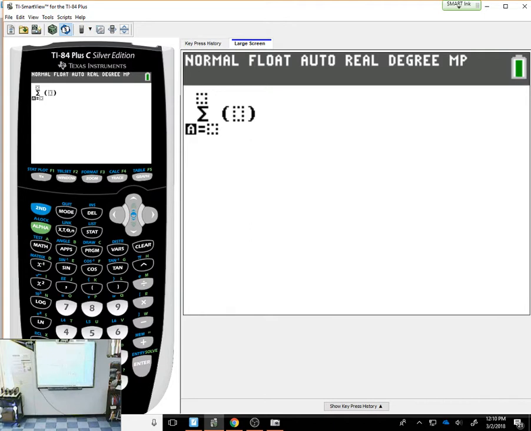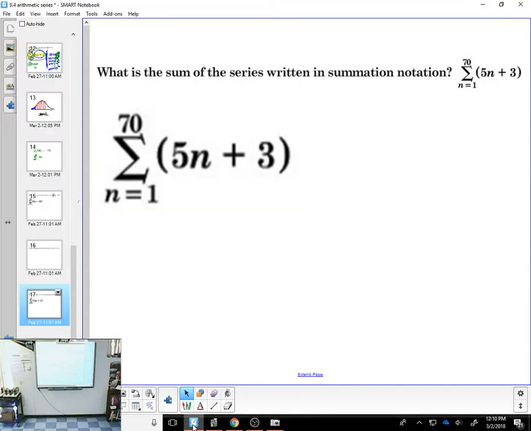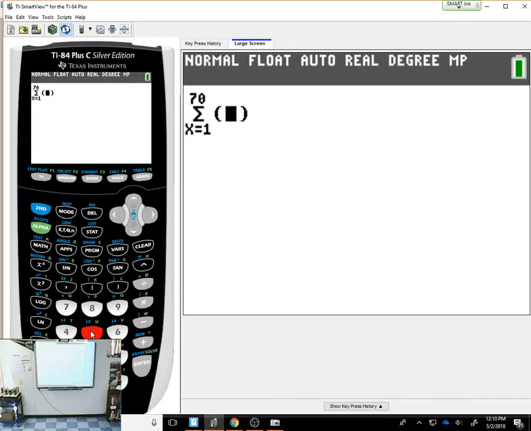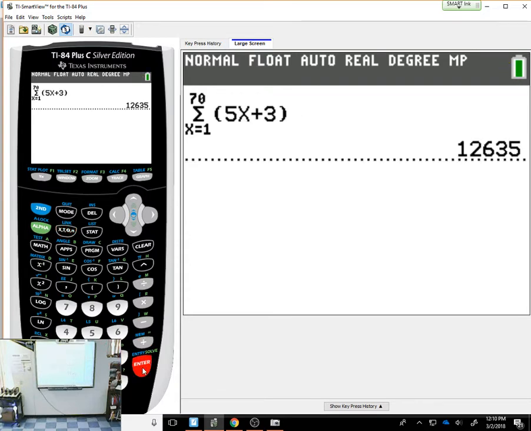With our calculator, you really want to get used to using X because it's a variable button that it understands, correct? We're going to start from 1 and we're going all the way up to 70. So it's telling me from where to where first, and then I can plug in my model. In this case, what was the model? 5n plus 3. Do I want to type in 5n plus 3? No. I just told it that my variable was x. So that's going to go 5x plus 3. Press enter. And there's the sum.